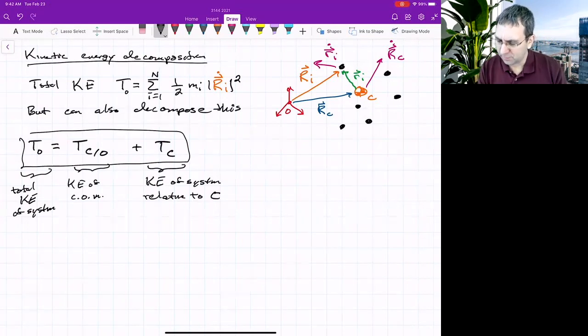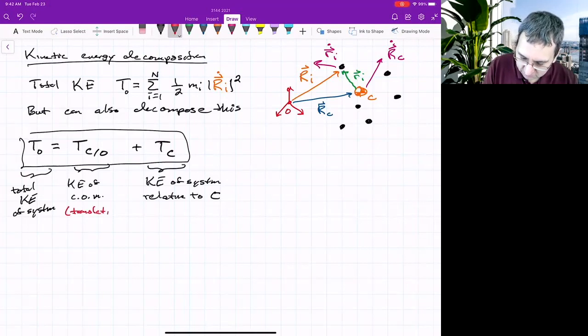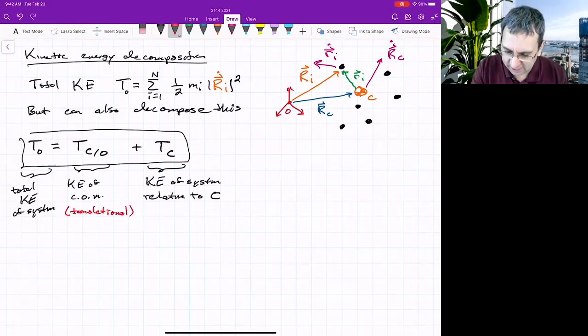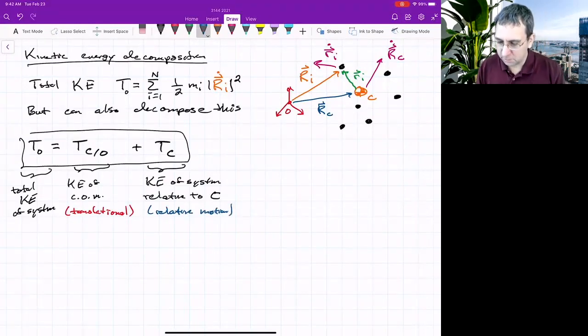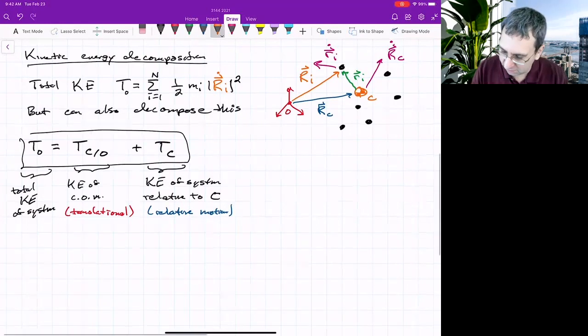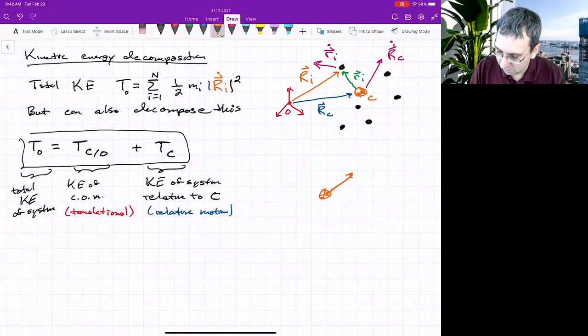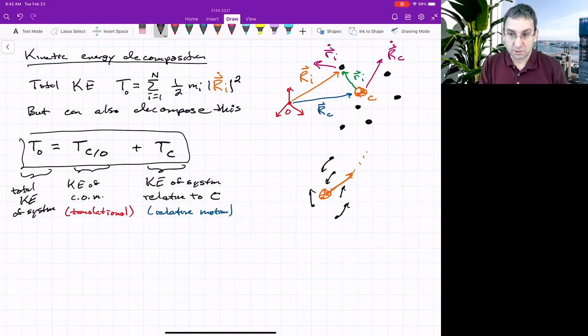If you think of a bunch of particles moving out in space, this kinetic energy of the center of mass, we'll call it, this is translational kinetic energy. Whereas the second one is the kinetic energy of relative motion. That means motion of not this sort of straight line. The center of mass is moving in some direction. It's got some instantaneous kinetic energy, but then you've got kinetic energy of the particles moving around. It's going to be something else.